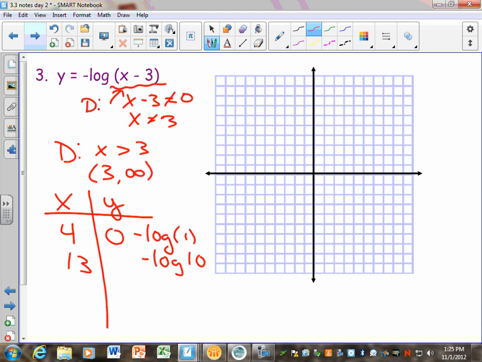And what would log of 10 be? Right, remember this is log base 10 of 10, so that's 1, but it's negative, so it's negative 1. Maybe pick a couple more numbers using your calculator. So what if we picked, I don't know, some number not as big as 13, like 7.